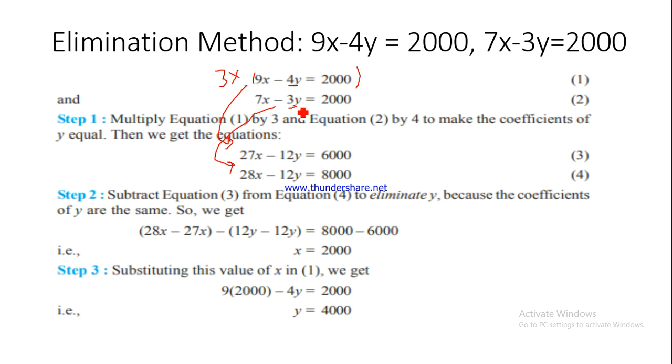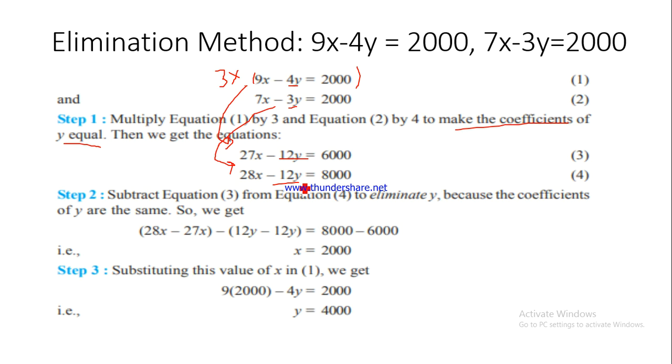If I multiply the first equation by 3, minus 4y would become minus 12y. Multiplying the second equation by 4, minus 3y would become minus 12y. So this way the coefficients would become the same. I will be getting the same coefficients for the y term in both the equations. I have to make the coefficients of y equal if I have to eliminate y. This is one thing that you have to keep in your mind. Now I have got the same coefficients in both places. Have a look: minus 12, minus 12.